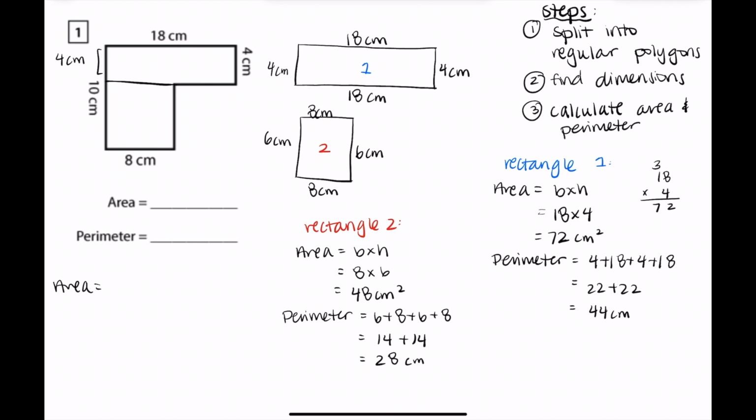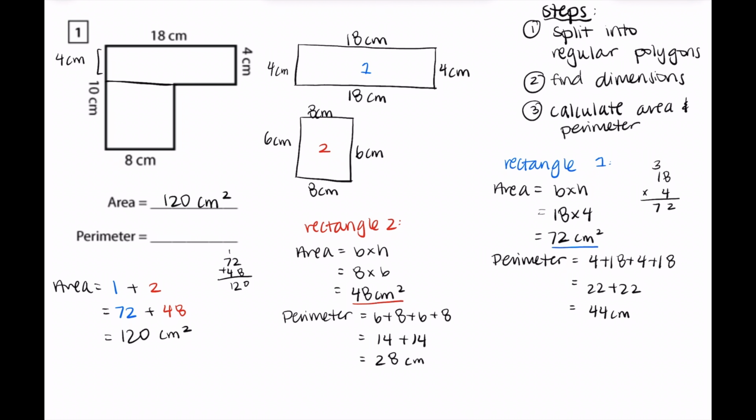So now that we've solved for rectangle 1 and rectangle 2's area and perimeter separately, now we'll go through and add them together. So the area of rectangle 1 was 72. We'll add that to the area of rectangle 2, which was 48. 72 plus 48, well, that gives us 120. So the total area for this irregular polygon would be 120 centimeters squared.